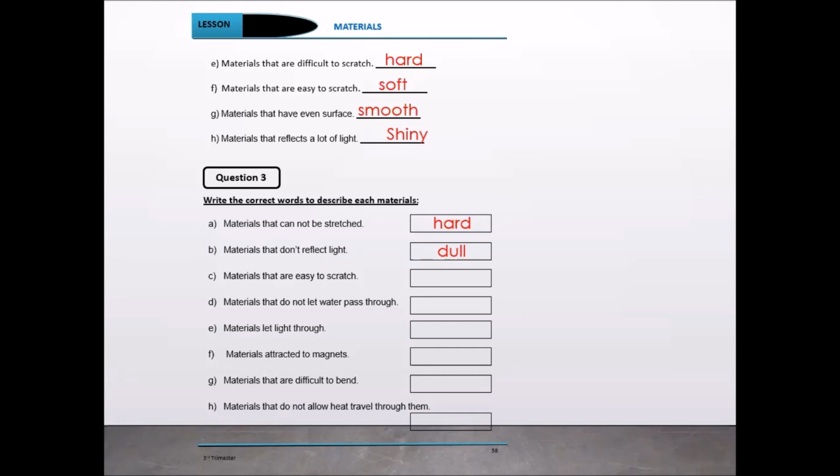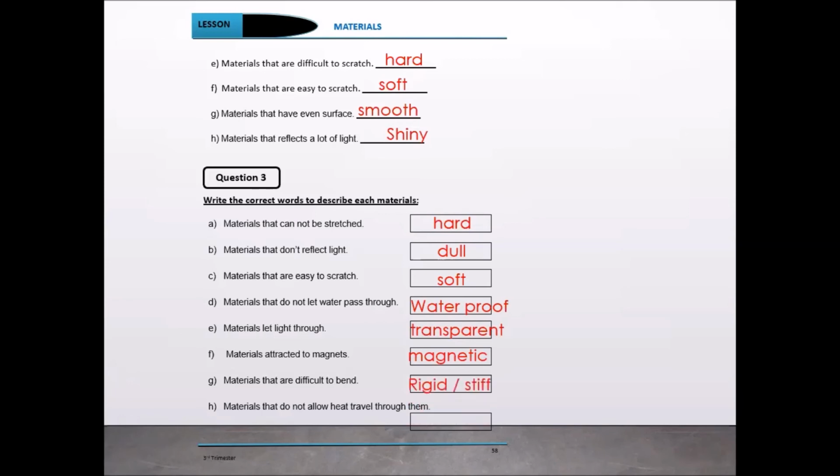C. Materials that are easy to scratch. It was like the one before. Soft material. D. Materials that don't let water pass through. Waterproof. E. Materials that let light pass through. Transparent material. F. Materials attracted to the magnets. Magnetic materials.